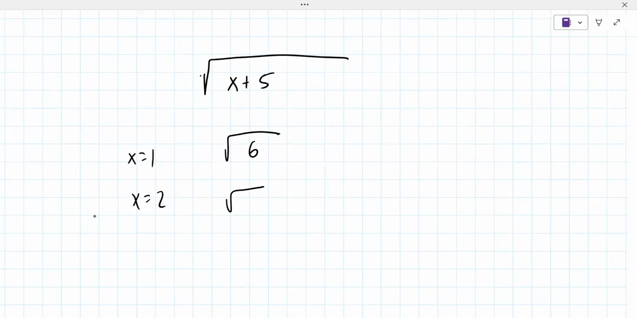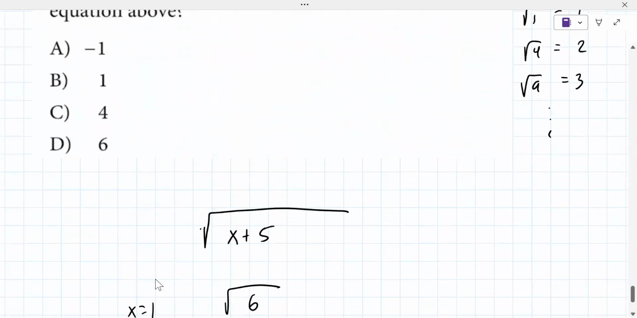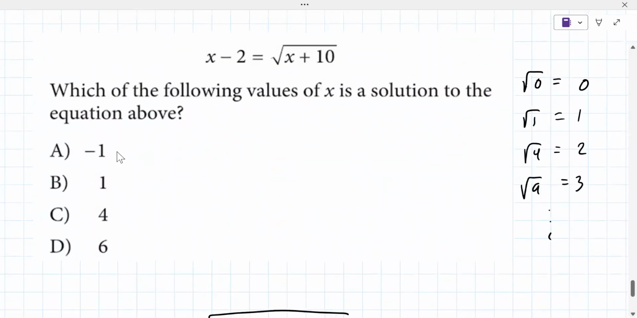All right, let me give you a different example. Let's say it's the square root of x plus 5. If x is 1, this is the square root of 6. If x is 2, this is the square root of 7. If x is 3, it's the square root of 8. If x is 4, finally we've got one we can take the square root of. That's what I'm trying to get you to see. None of these other ones are good because you can't take the square root of them, but 4 is good. So go back to your problem. It's the same idea. Yes, these are the numbers, but you're not taking the square root of these numbers. You're taking the square root of these numbers after you add 10 to them.